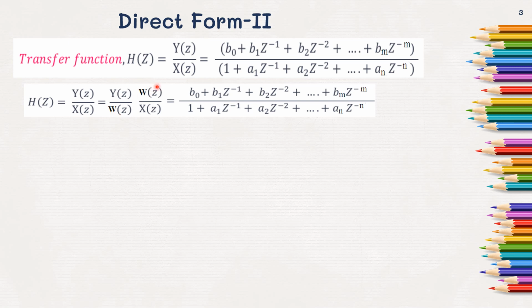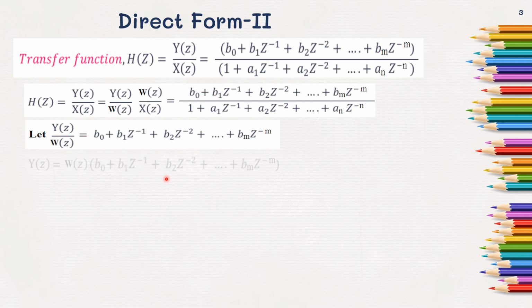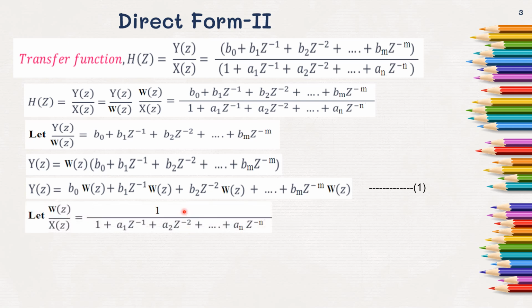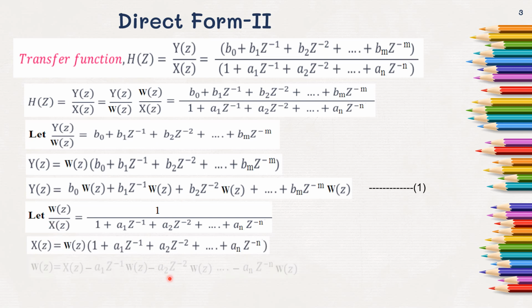You multiply and divide by the dummy variable, and you equate Y of z by W of z to the numerator, then cross multiply to get an equation for Y of z. Next, W of z by X of z is equated to 1 by the denominator, and cross multiplying gives an equation for W of z. So this is the second equation. Now we will implement equations 1 and 2 using direct form 2.